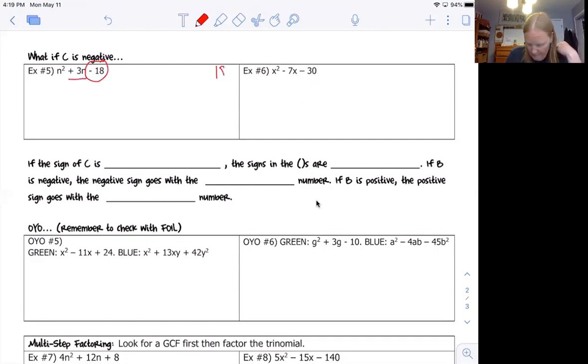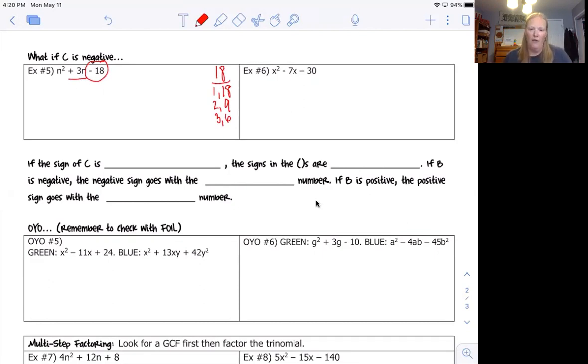We've got 18. So I got 1 and 18, 2 and 9, 3 and 6, 4 and, just kidding, there's no 4, 5, 6. Okay, that's it. That's my list. Okay, so now here's what's tricky.